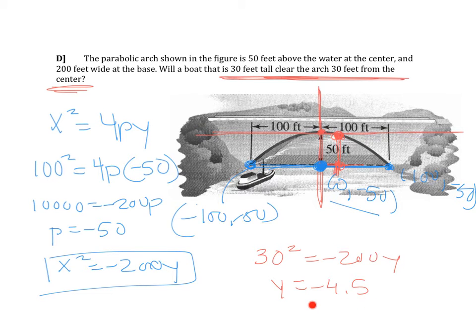So again, this -4.5 is telling us that because our vertex is at the origin, our origin is up here at the top, right? We've gone down 4.5 feet from the topmost point, and the topmost point is 50 feet above the water. So once it has moved down 4.5 feet, that gives us about 45.5 feet of clearance. So a boat that's 30 feet tall will clear this without too much of a problem.